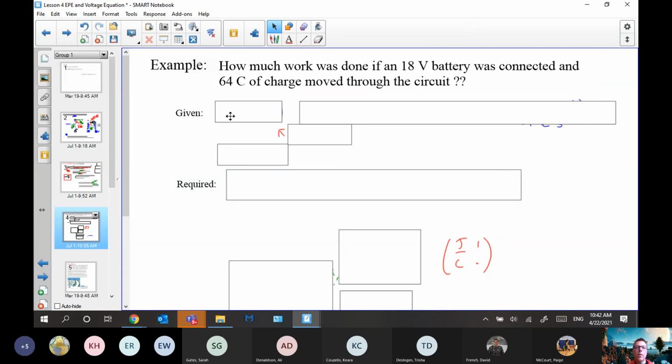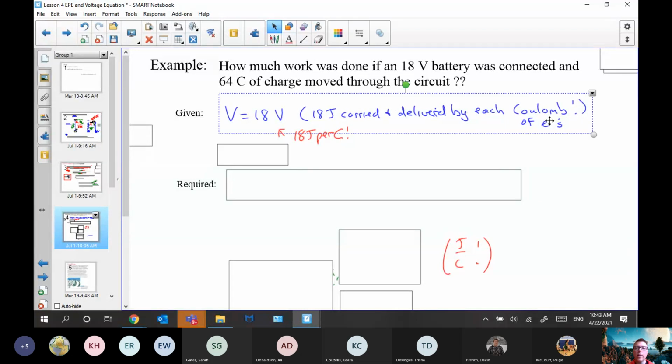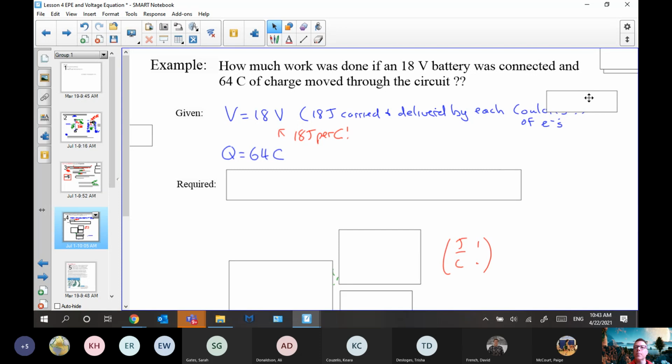So what are we given? Well, of course, we're given the voltage is 18 volts. We know that means that 18 joules is carried and delivered by each coulomb, right? So it's 18 joules per coulomb. What I'm doing here is just emphasizing, reiterating, repeating to help drive that firmly into the brain, okay? So I want you to have a really easy, full understanding of what voltage is.